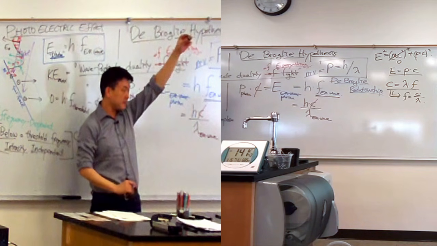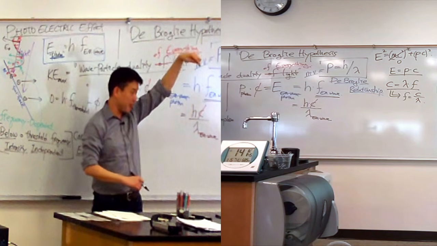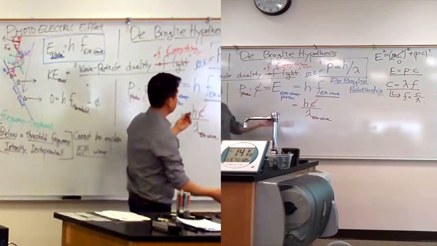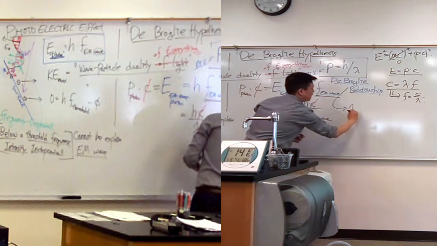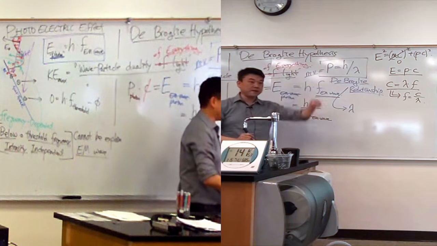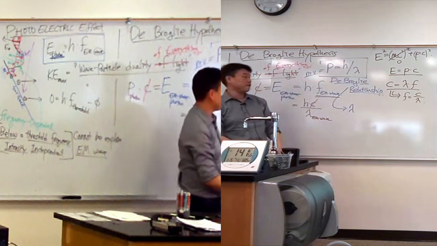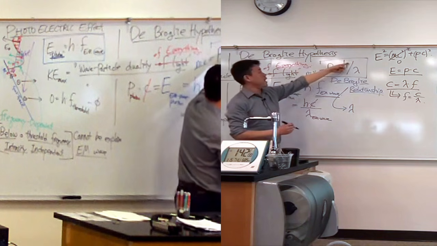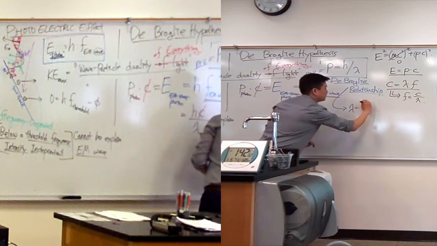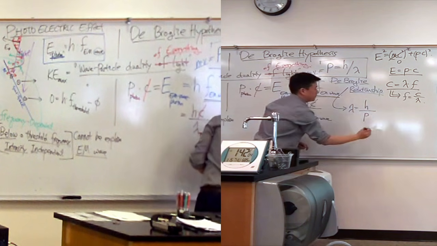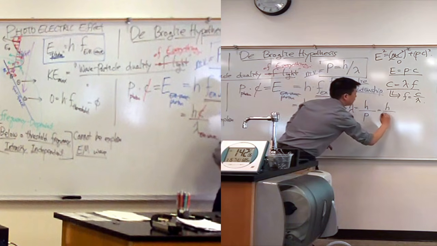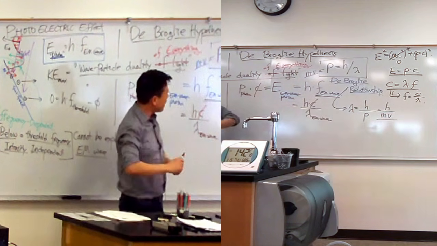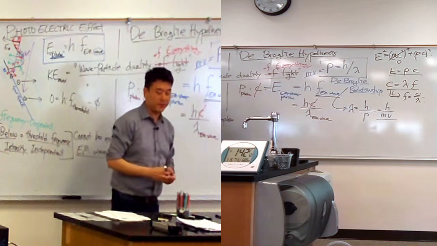So let's say I drop it, and it's moving down at 1 meter per second. Then I can calculate its wavelength. The wavelength of this thing as it's dropping would be h over momentum. It will be Planck's constant divided by momentum, or h over mv. And what do you think that number will turn out to be?